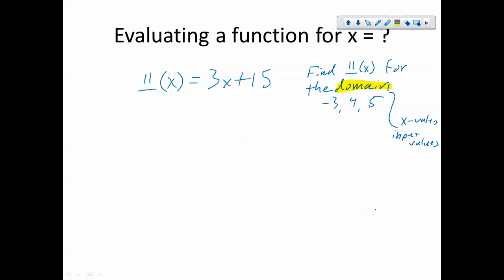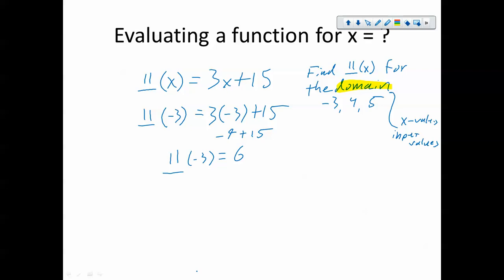So what we're saying here is that what I want to find is, well, what is neutral face of -3? I want to take this function, neutral face of x equals 3 times x plus 15. But instead of x, I'm going to use the input, the domain of -3. And all that means is I'm going to take -3 and plug it in. And then I'm going to do up my math here. And I'm going to find that neutral face of -3 equals 6. And that right there is one of my answers.